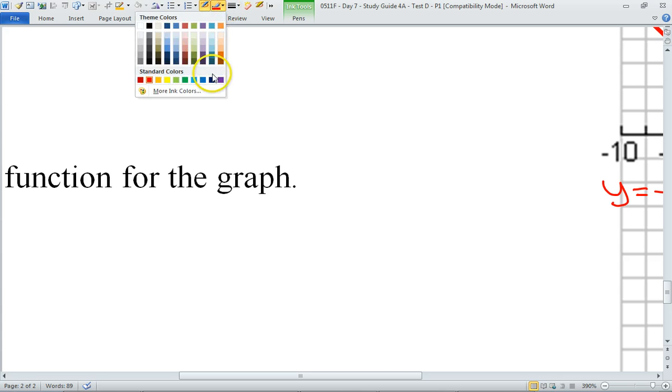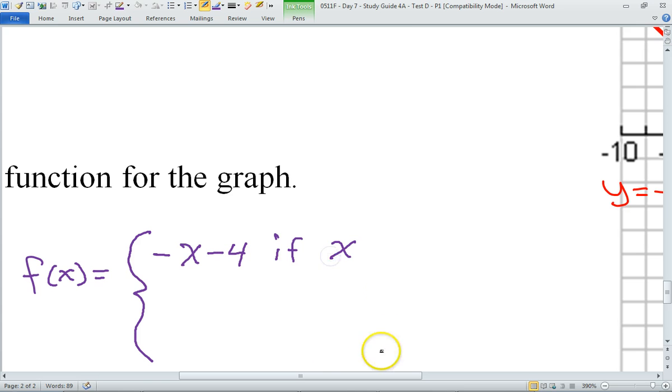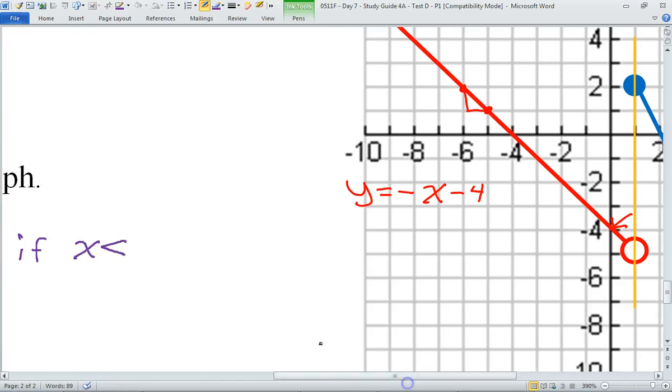So we're going to have f of x equals. You need to write all this. I need to see f of x. I need to see a giant fancy bracket thing. And then I'm going to have my negative x minus 4 if x is less than 1. Okay, do you understand why it's less than? Do you understand why I did not say or equal to? Okay, I didn't lose anybody?